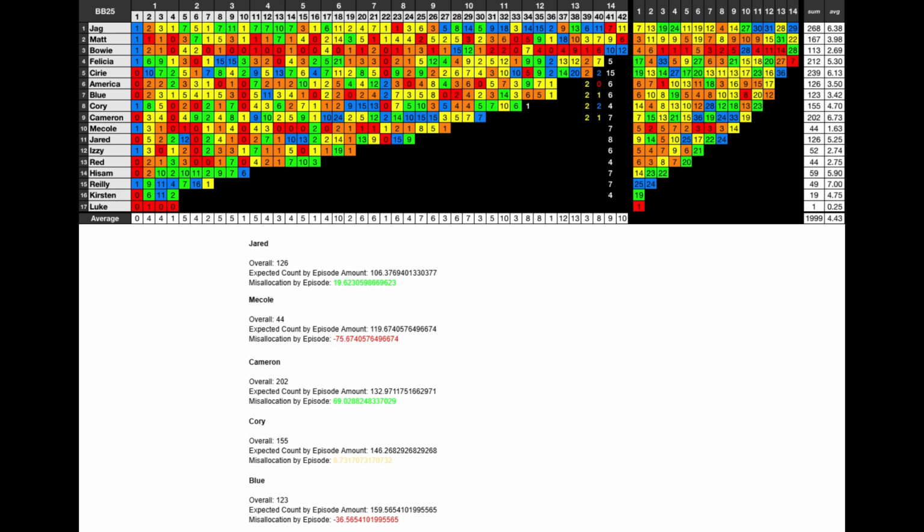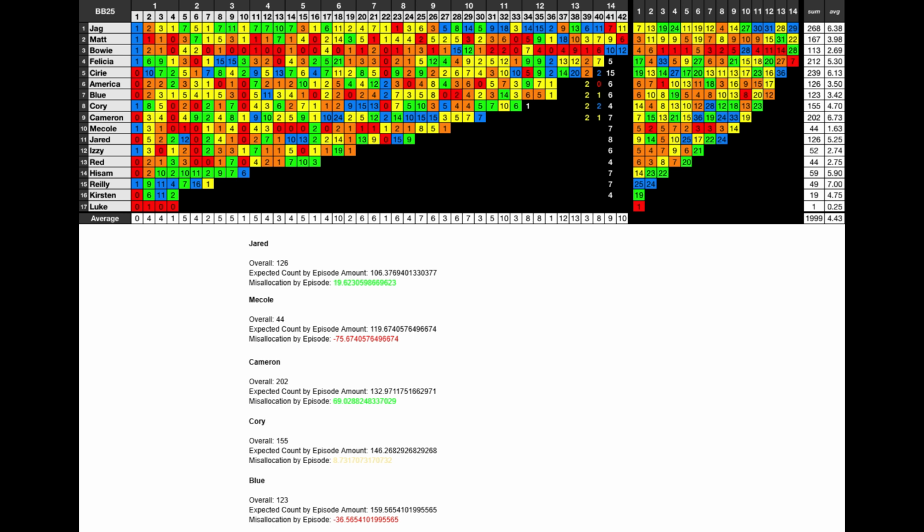Miko has 44 diary rooms, and her expected count by episode amount is 119.67. This causes her to have a huge misallocation amount of negative 75.67. So, just from my immediate math, this is like a 60% percentage that she is missing regarding her misallocation, and that is huge. Honestly, I think this might be the largest number of a negative misallocation that I have ever seen.